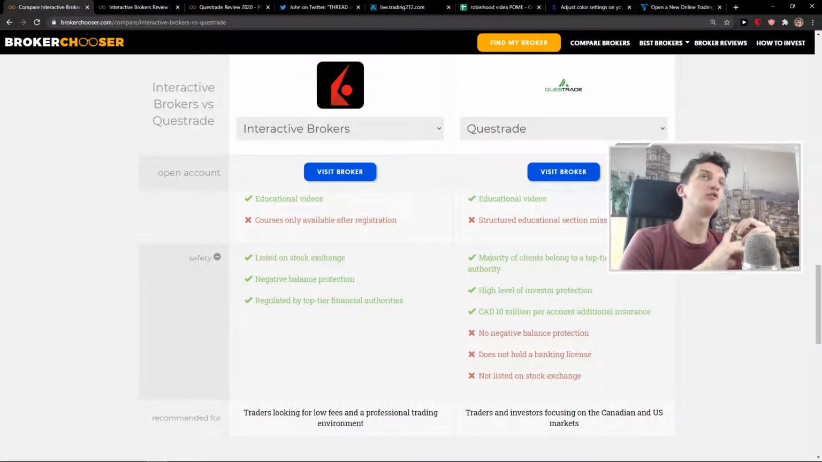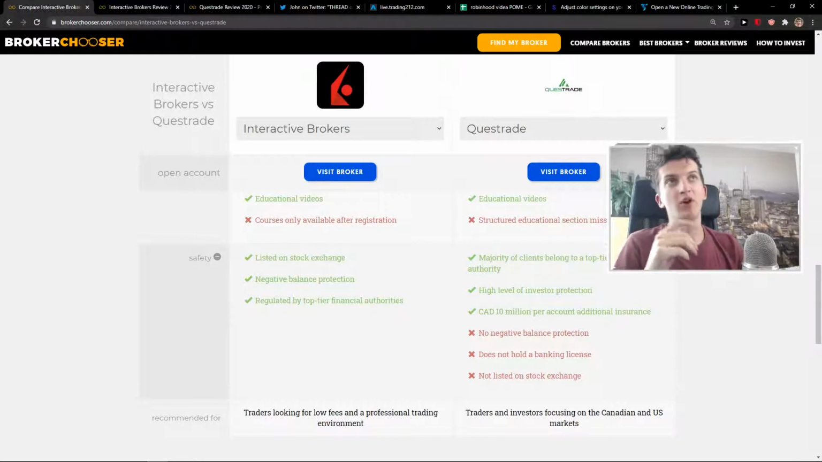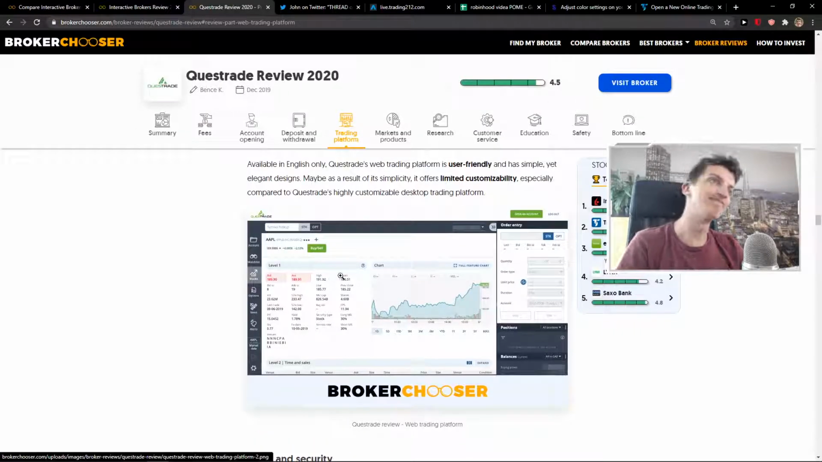But to summarize this, Interactive Brokers has lower fees, but a high inactivity fee if you have below a $100,000 account. QUESTRADE I recommend using from Canada, but I would also seek different options, not investing with QUESTRADE. Yes, they have good options for a trading platform, okay, but still, in my opinion, it's not a good choice. But that's just me. I would try to seek different options.